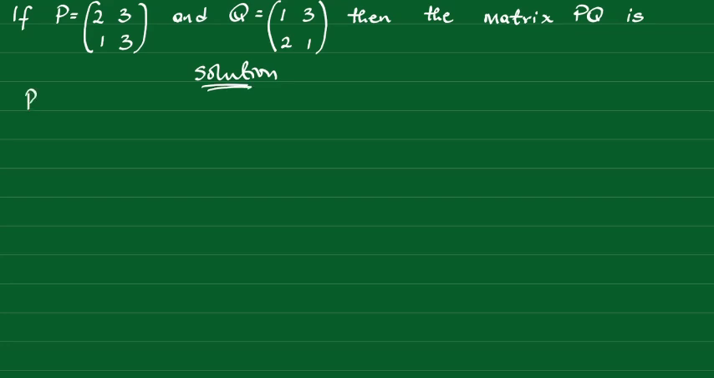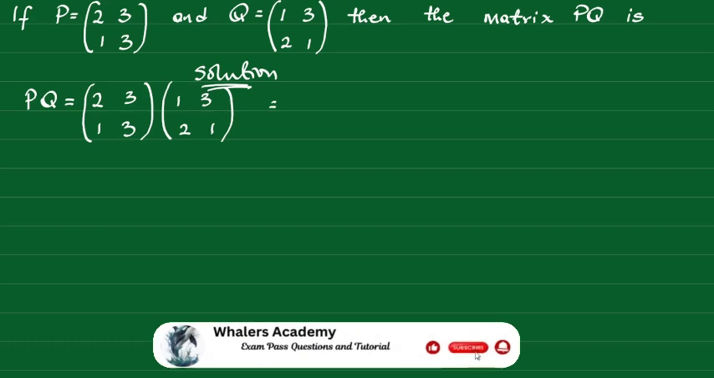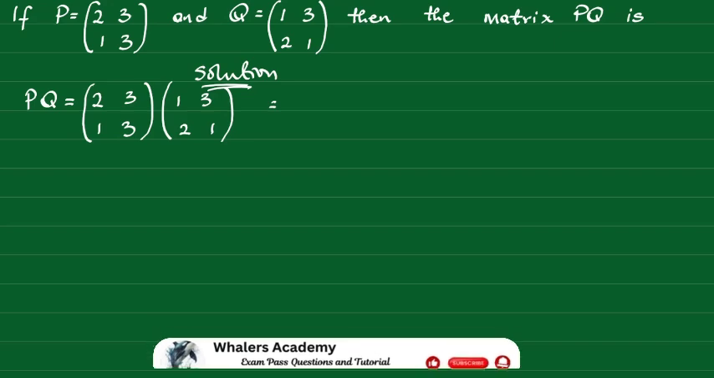PQ simply means P multiplied by Q. So we write PQ is equal to the matrix [2, 3; 1, 3], and our matrix Q is [1, 3; 2, 1]. This is equal to, in multiplication of matrices, what we do is that we multiply our rows by our columns.